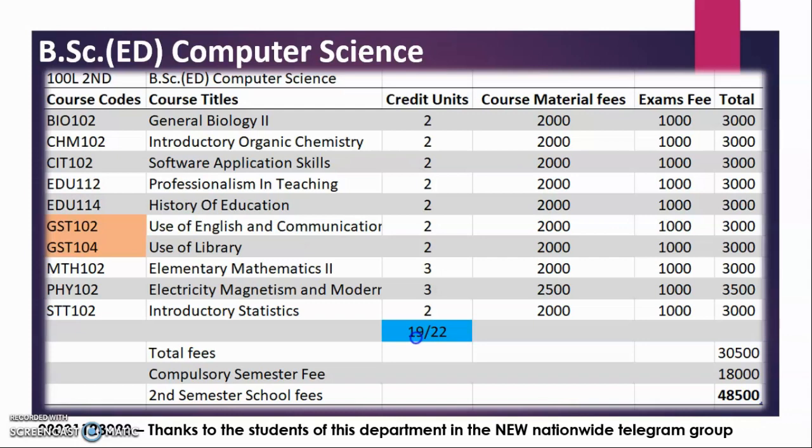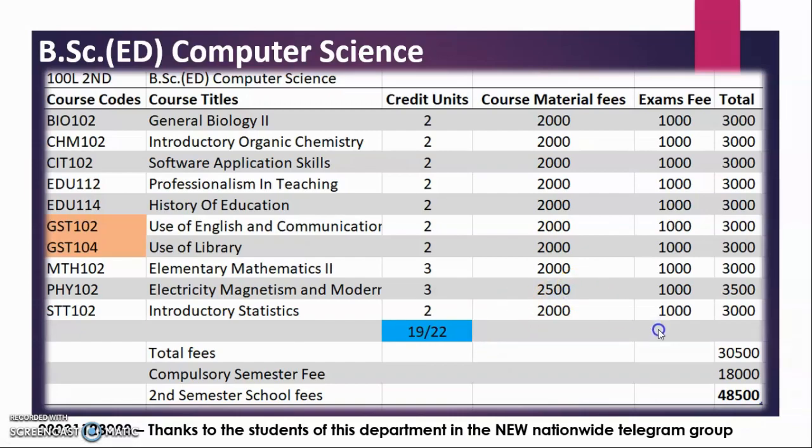Good. Now, you have a total fee for course material and exam of 30,500. And your semester fee of 18,000 added to it will amount to 48,500. So having 19 units here gives you opportunity to add any carryover you have, to make it 24 units.